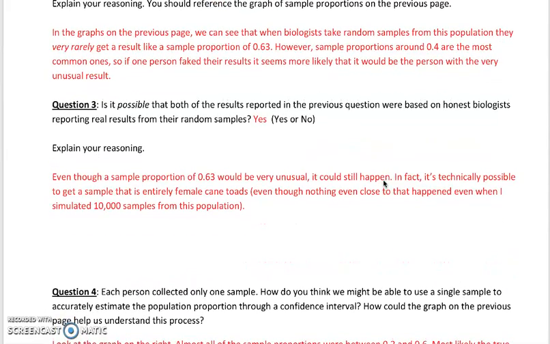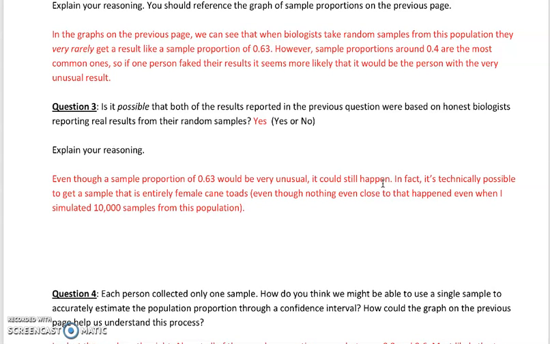So one more question. Each person in our class collected only one sample. How might we be able to use that single sample to accurately estimate the population proportion through something like a confidence interval? You might think about how the graphs on the previous page could help us understand this process. Maybe you want to pause the video real quick and try to figure it out on your own. But I'll give you one explanation right here.